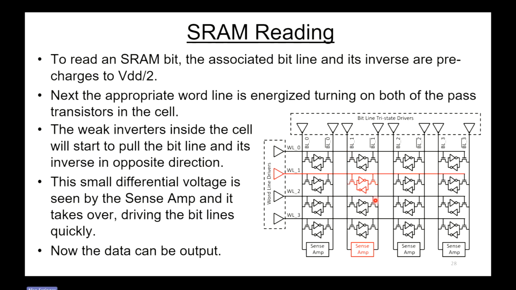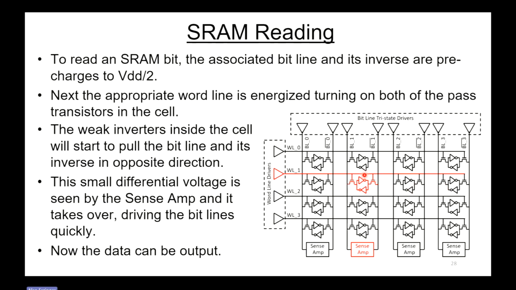So let's say we want to read this bit in red right here. So we're going to start by pre-charging these bit lines to VDD/2. Next, the appropriate word line, that's this red line, gets energized and it turns on these two pass transistors, as well as all these other pass transistors on the line.